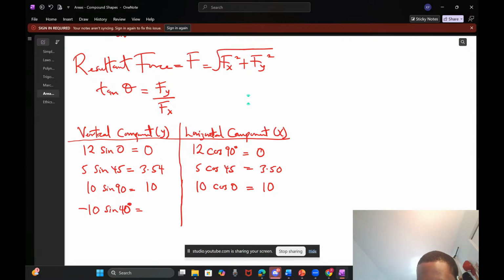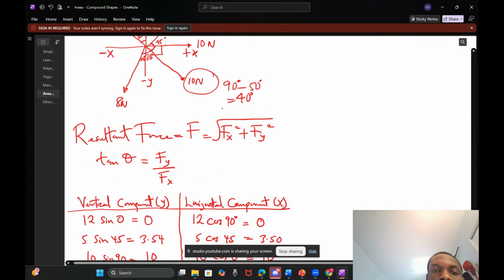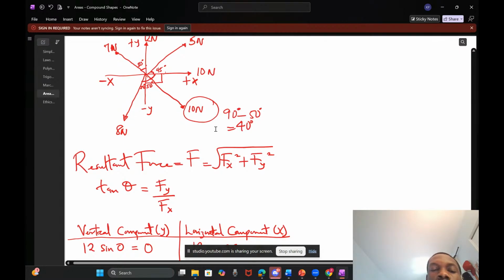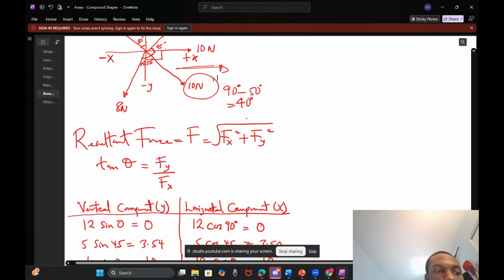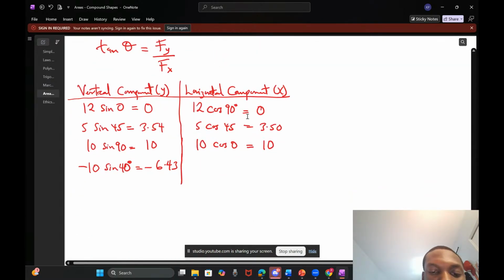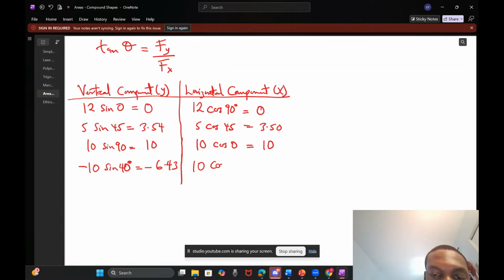So negative 10 sine 40 will give us minus 6.43. And now for the horizontal component, it will be positive because it's still facing towards this plus x-axis, right? This direction is facing. So that will be 10 cos 40, which will be equal to 7.66.